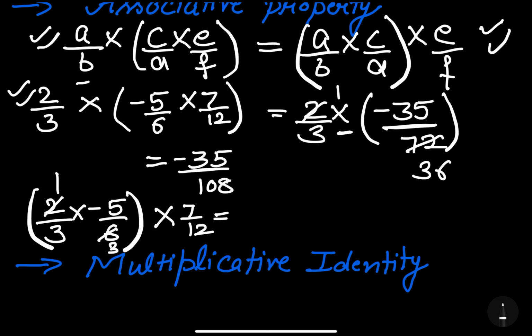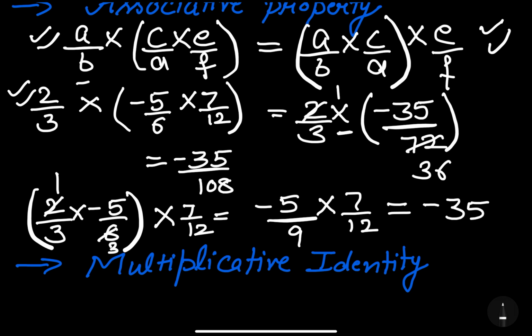Like 1 into minus 5 is what? Minus 5. 3 into 3 is what? 9. Now we solved the bracket, we got minus 5 by 9. We will multiply it with 7 by 12. Now is cutting possible here? No. Then minus 5 into 7 is what? Minus 35. And 9 into 12 is what? 108. Look, students, what we are getting: the result is the same, minus 35 by 108. So this verified which property? Associative property.